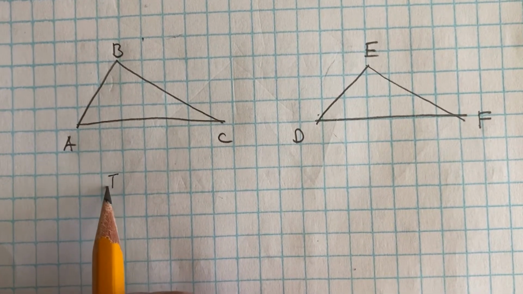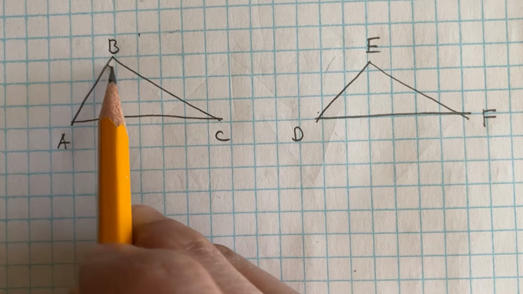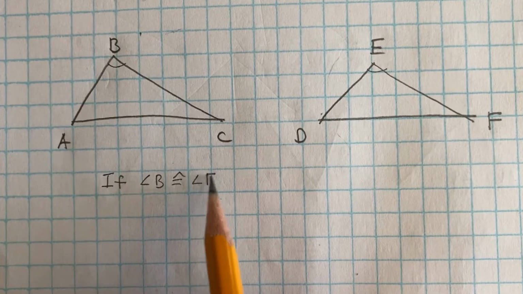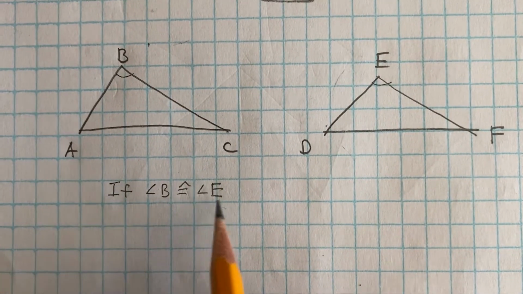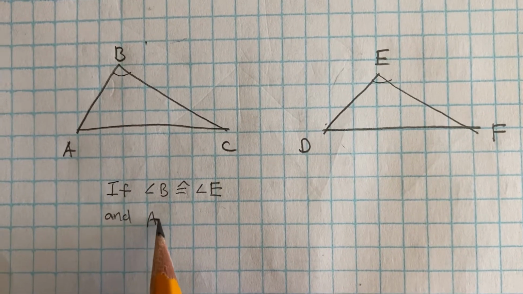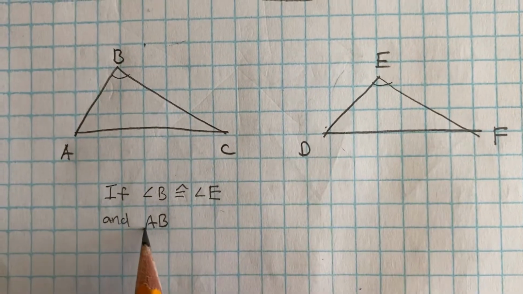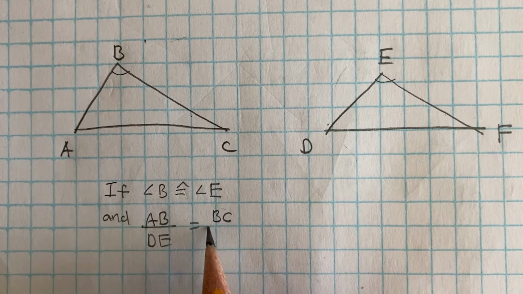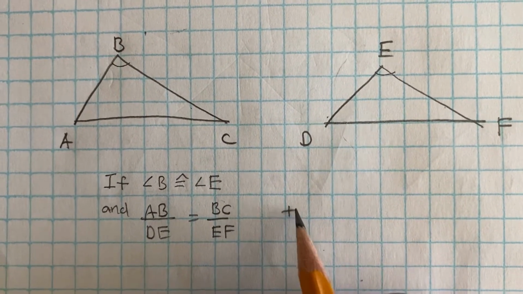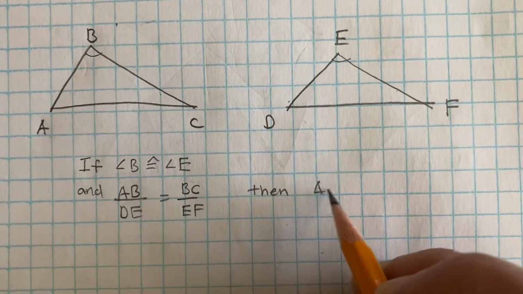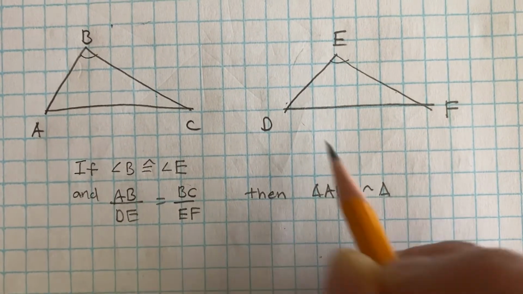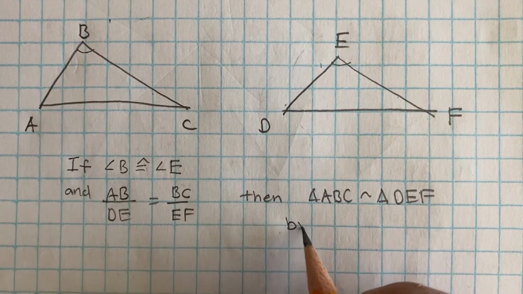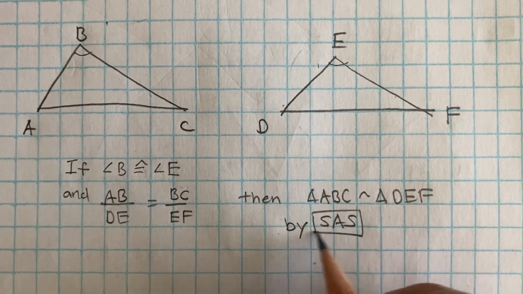If I have these two triangles and I tell you that angle B is congruent to angle E, and AB corresponds to DE, and BC, which corresponds to EF, if they are proportional, then what I can say is that triangle ABC is similar to DEF by side-angle-side. Okay, so SAS.